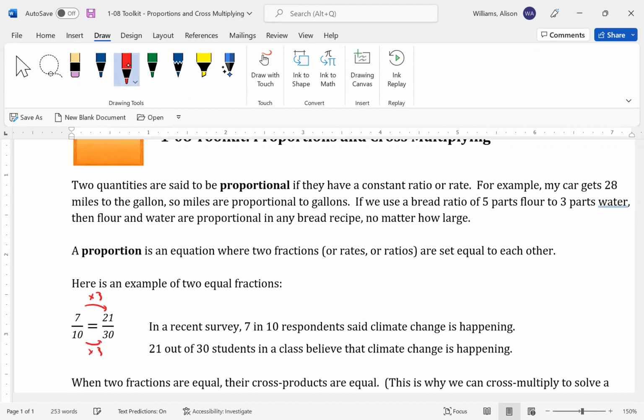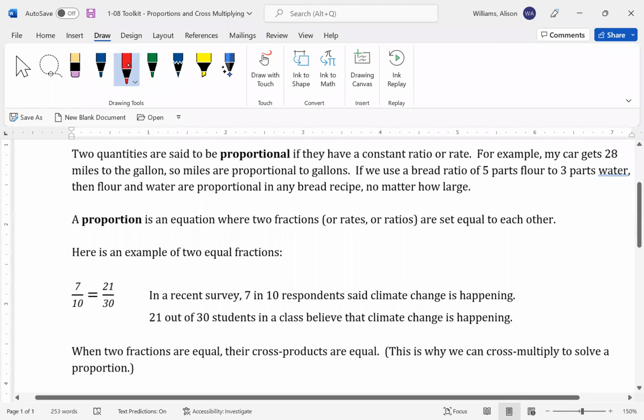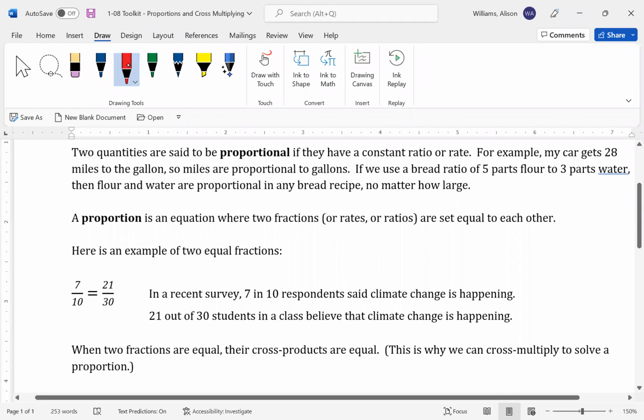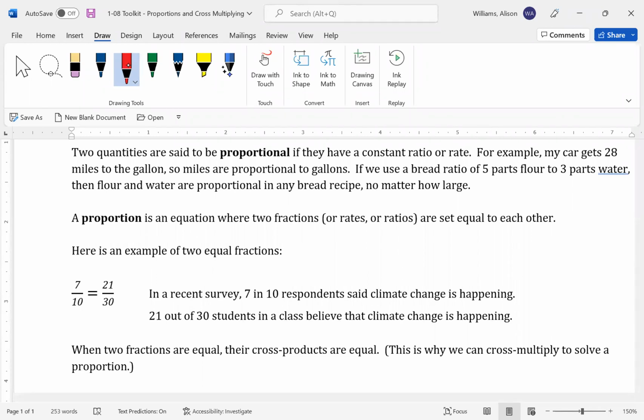They're the same. So I know these two fractions are in fact the same, but cross multiplying is a technique that allows us to solve for things when we're not sure what values, or maybe one of the values, are in fact missing. Cross multiplying means that we are multiplying the diagonals. In this case, we multiply 7 times 30 and 10 times 21.